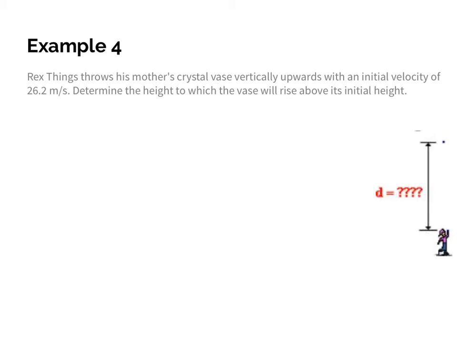As shown in the picture, I'm trying to find the height. What am I given? I'm given the initial velocity of 26.2 meters per second, and my goal here is to determine the height. We can use our equation from section 4 on free fall motion. The height technically is referring to the distance, so my goal is to solve for the distance here. I know my initial speed is 26.2 meters per second.